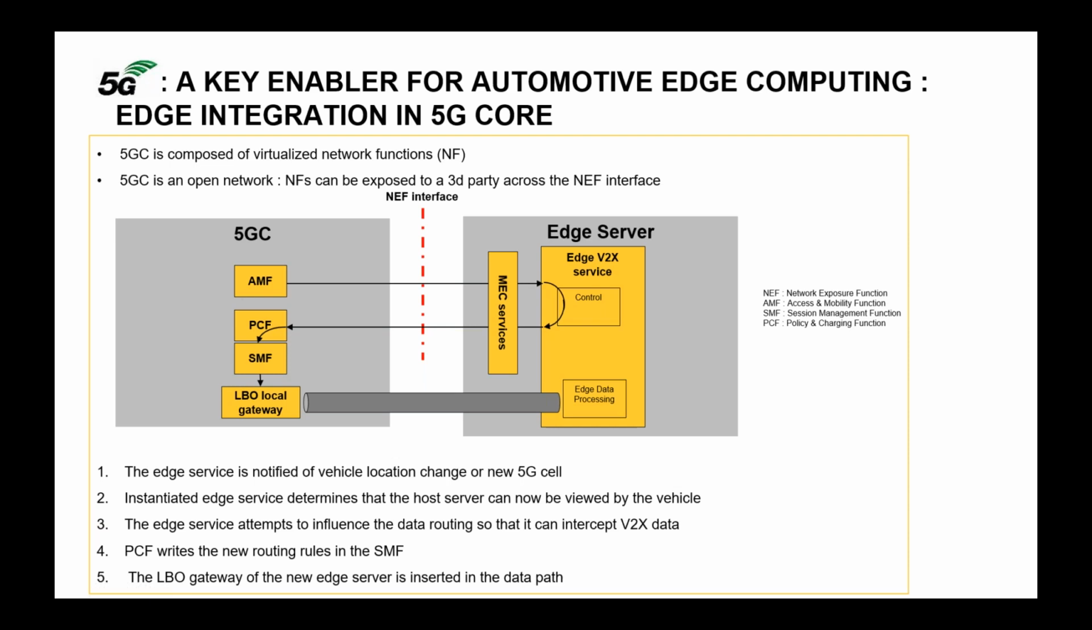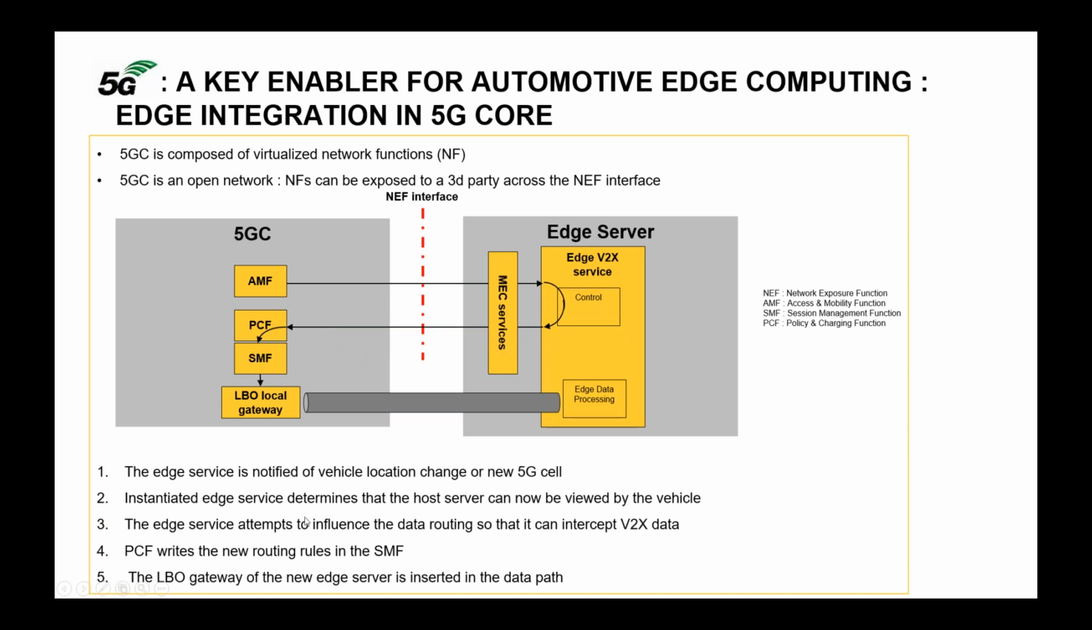Sorry, there are many acronyms here. AMF means access and mobility function. The AMF will notify the MEC services, which will notify your service that now my vehicle can be served by this particular edge node. The service will decide that this particular edge node is the best suited to process the data. So it will decide to intercept the data, and for that purpose, it will send a new routing rule in the 5G core across the MEC services.